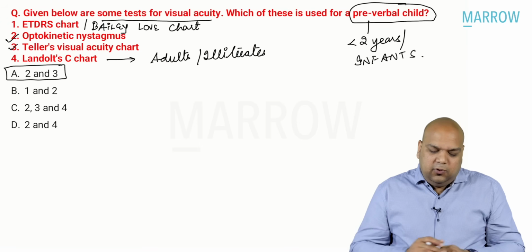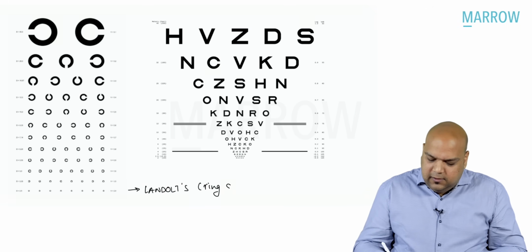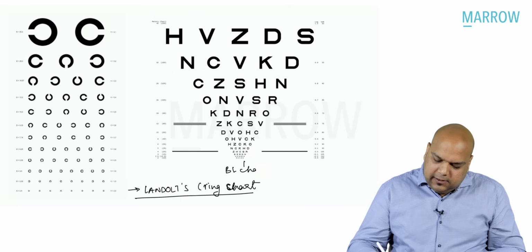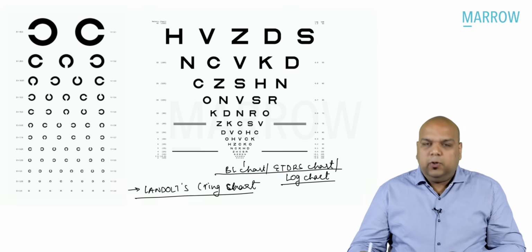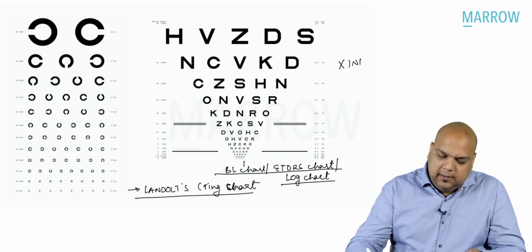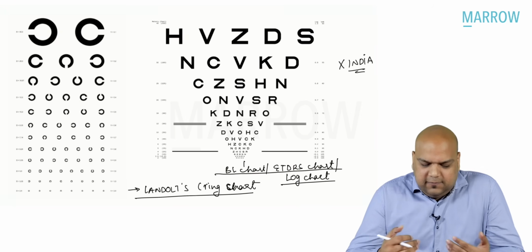Now, if you don't remember, this is what a Landolt C ring test looks like. Landolt C ring chart. And this is what a Bailey-Love chart or an ETDRS chart, also called the log chart, looks like. As has already been taught to you, this Bailey-Love chart, ETDRS chart, is not used in India. The Indian medical education system does not use it. We use Snellen's chart, and that is why we don't commonly see it.